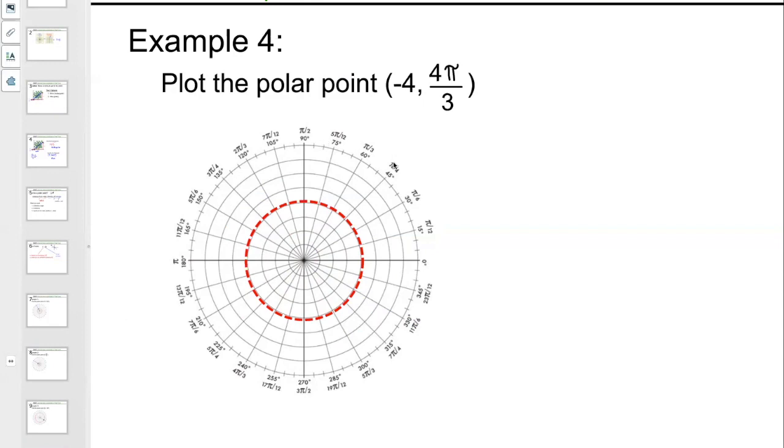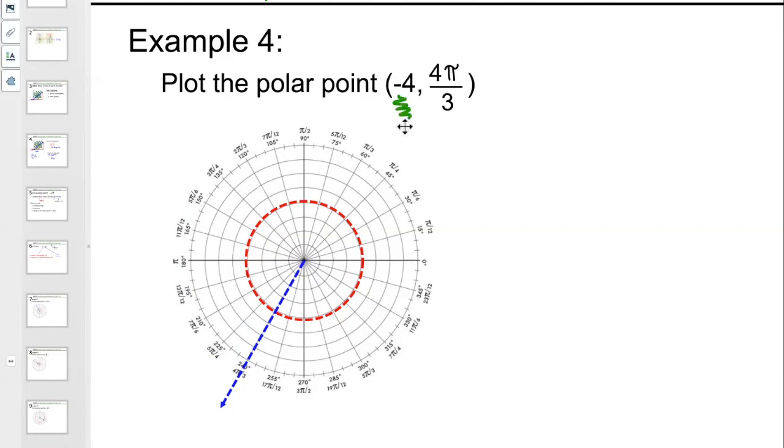So now let's go ahead and find the angle 4 pi over 3. Okay, so we've got 1 pi over 3, 2 pi over 3, 3 pi over 3, 4 pi over 3. So now that our radius is negative, I'm going to switch to a different color here.